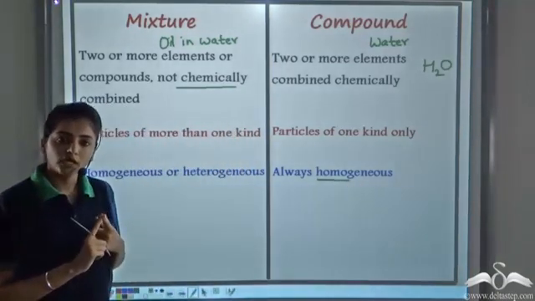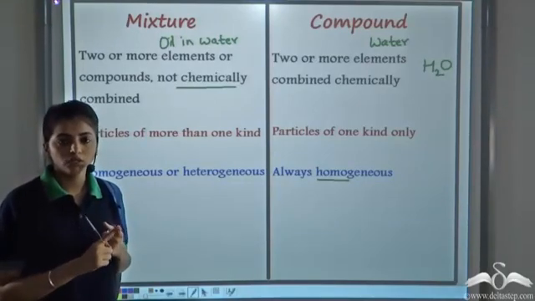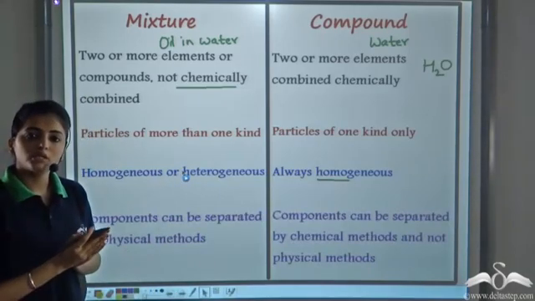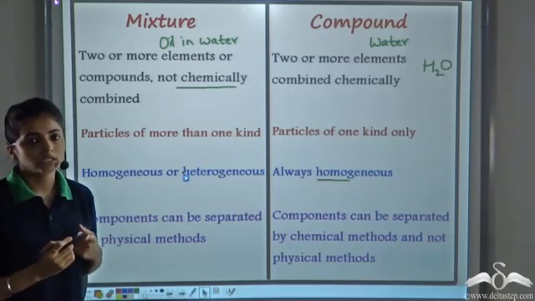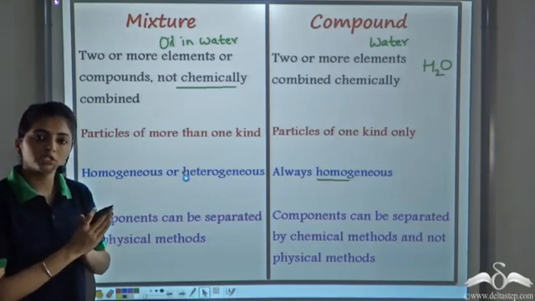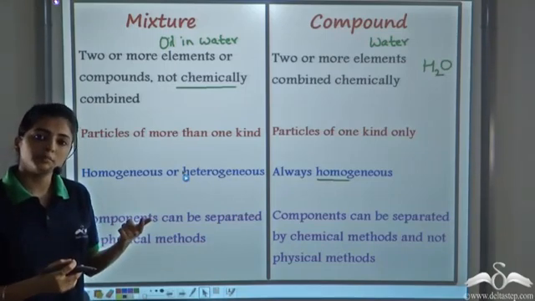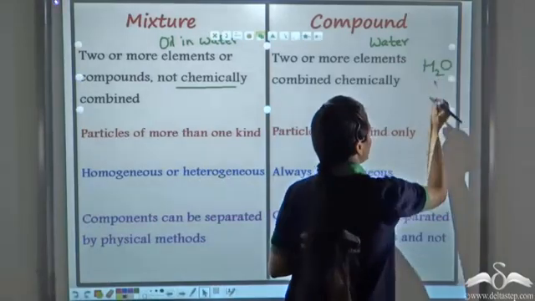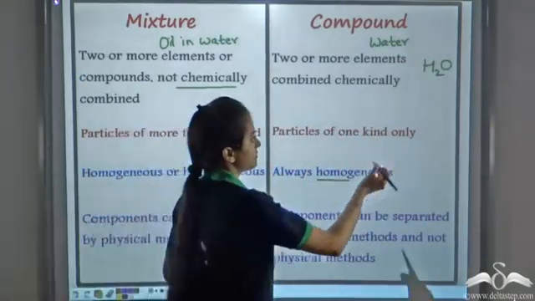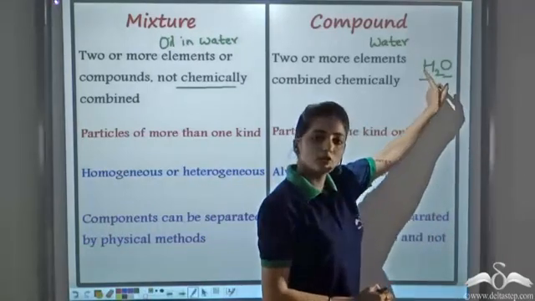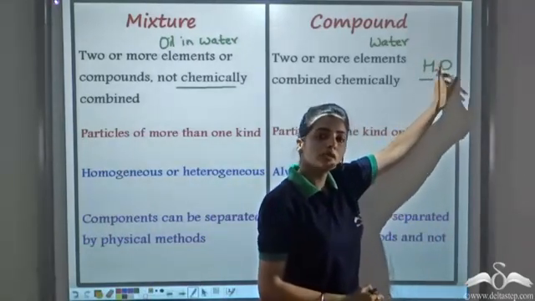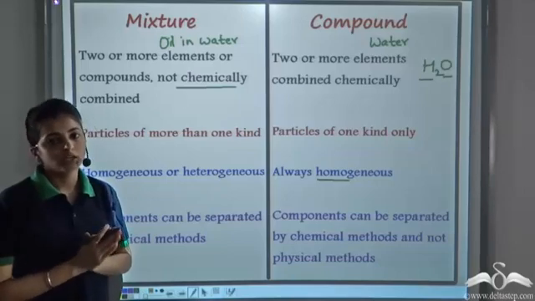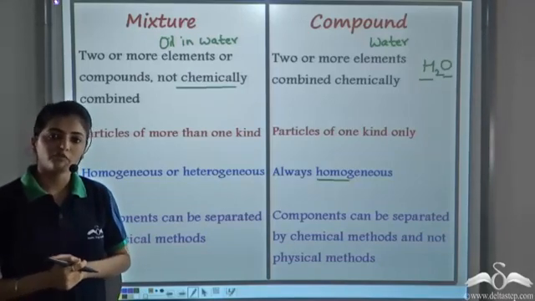Since compounds are made up of only one kind of particles which have the same composition throughout, compounds are always homogeneous. And last, we can separate the constituents of a mixture using physical methods. Why? Because we know the constituents of a mixture are not chemically combined, so we can use any physical method to separate these constituents. But in case of compounds, since the elements are chemically combined, so in this case, hydrogen is chemically combined with oxygen, we cannot separate these two using any physical method. So for compounds, we use chemical methods to separate the constituents. So these are the properties of mixtures and compounds.